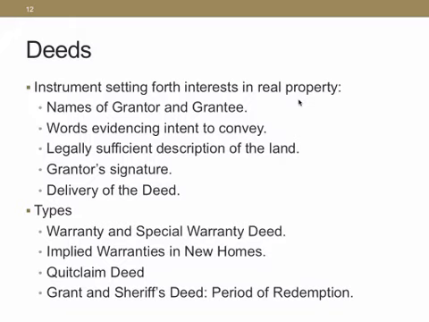Or you can get it through some kind of sale. If you do a tax sale or sheriff's sale, one thing you need to be concerned about is the period of redemption, where the person who lost the property could pay what's owed and get the property back.